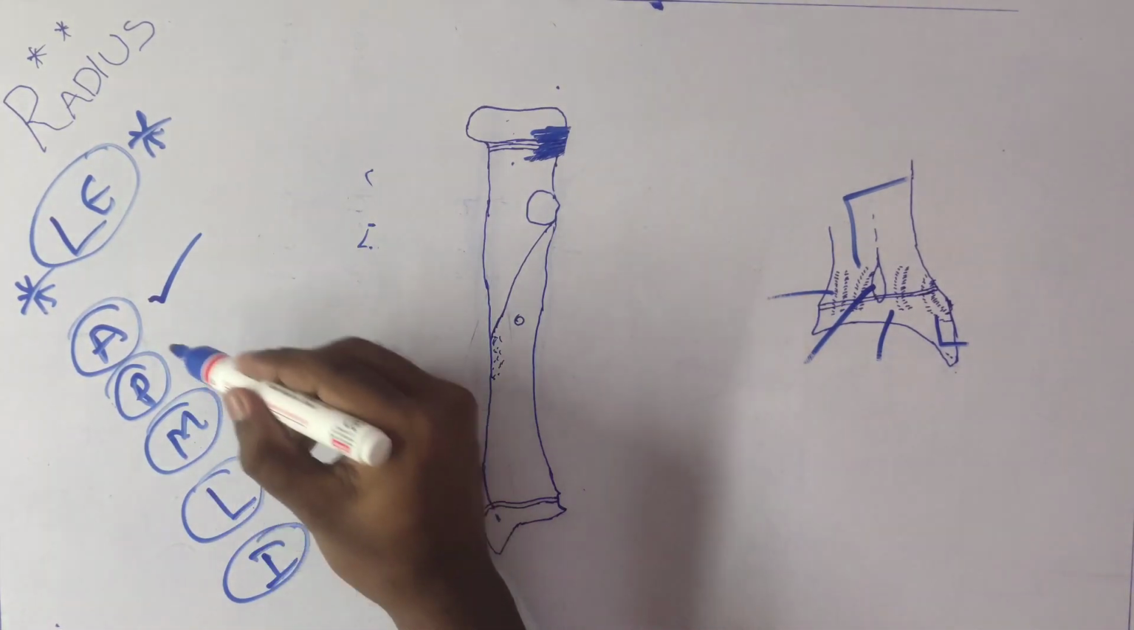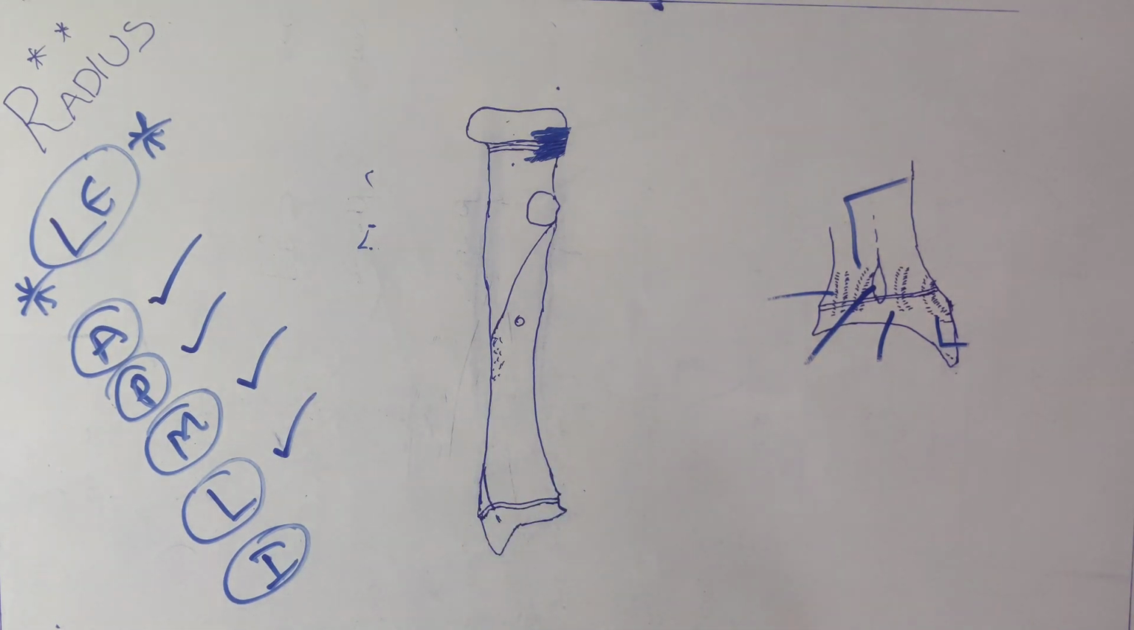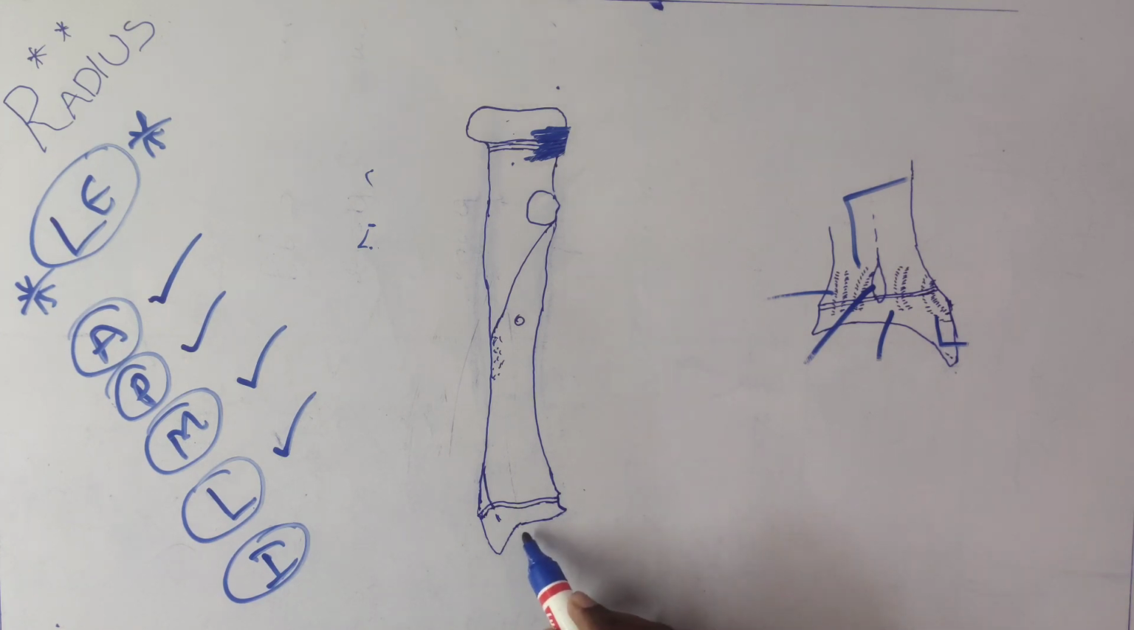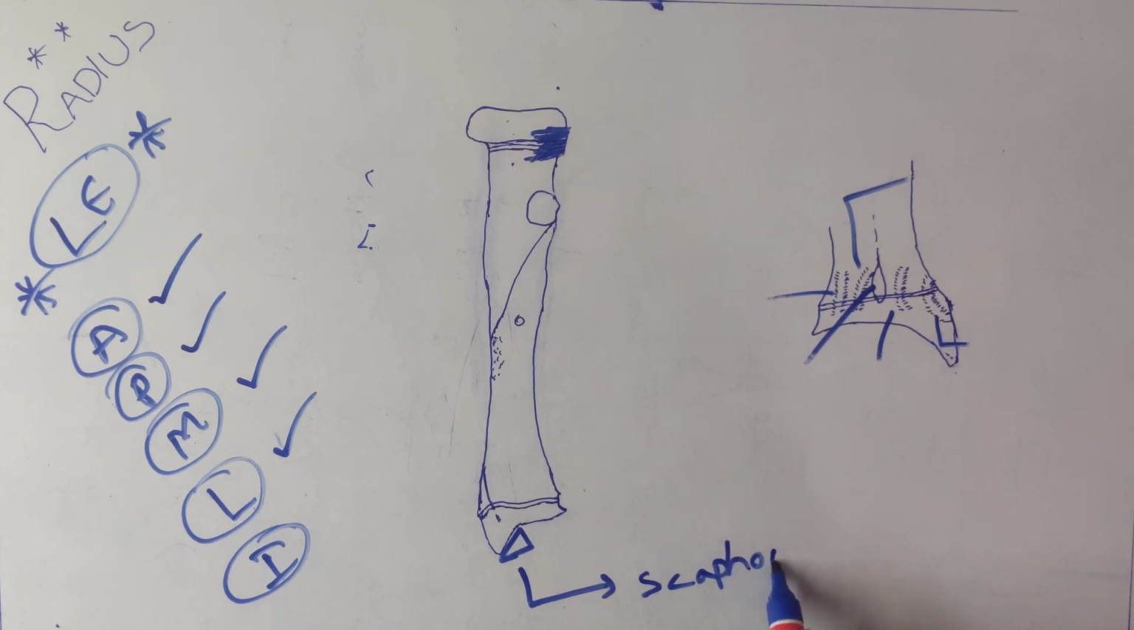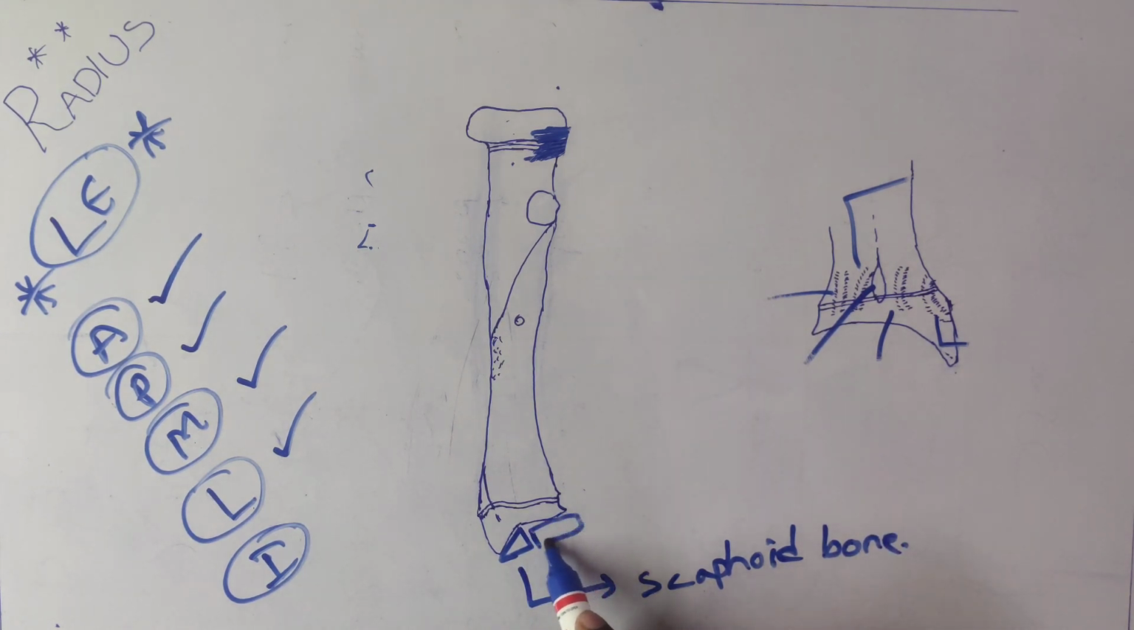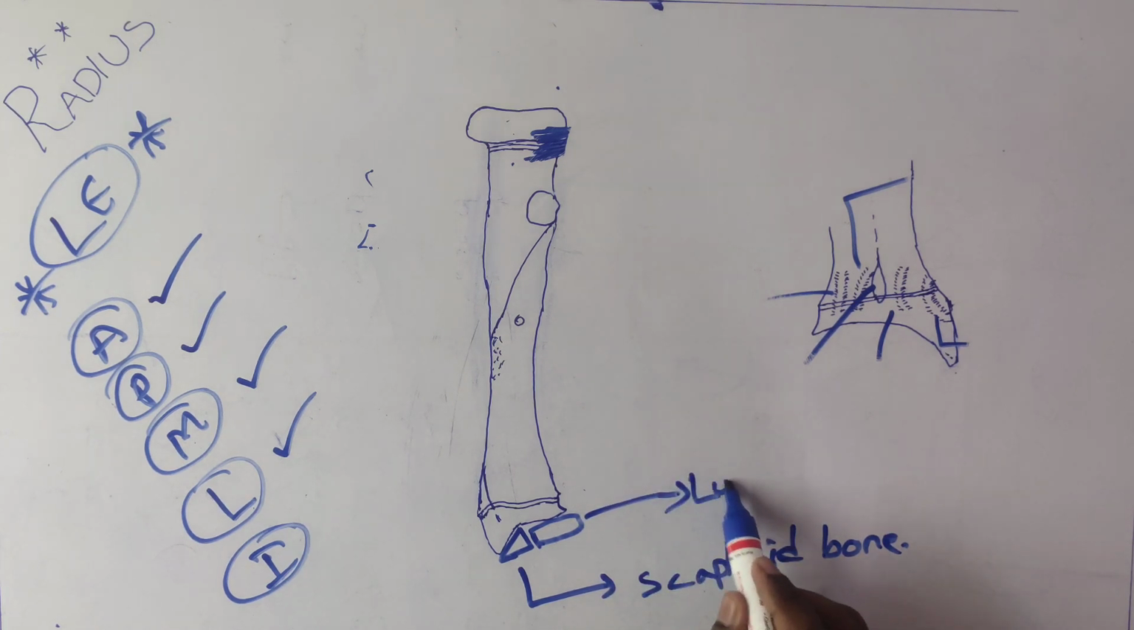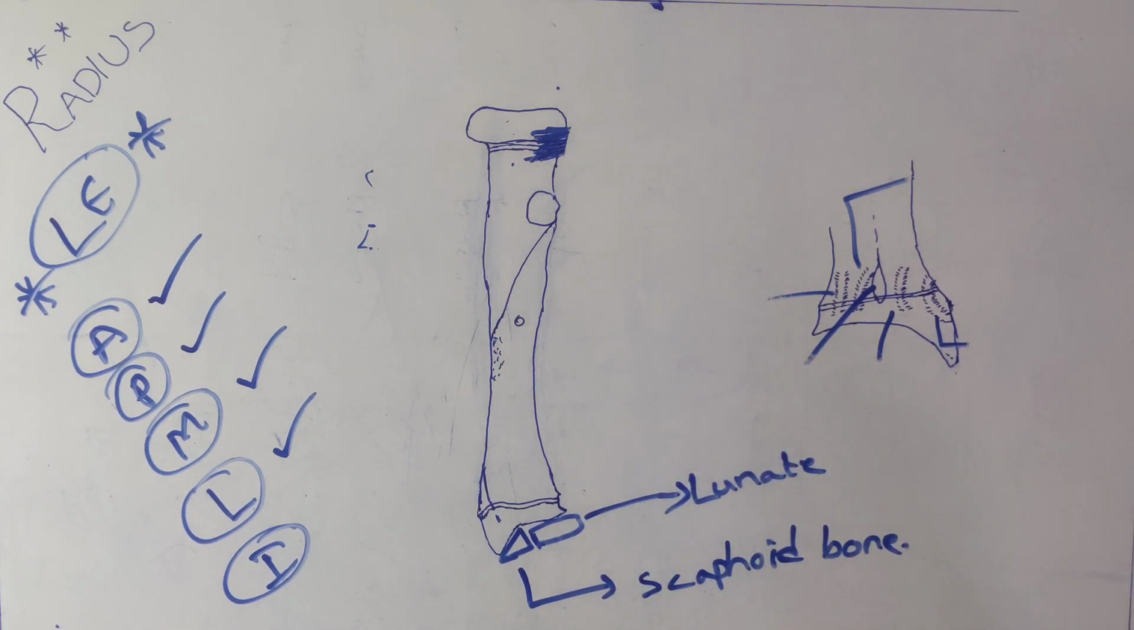We have completed the anterior, posterior, medial, and lateral surfaces. Now we are going to discuss the inferior surface of the lower end of the radius, which is very important. There is a triangular area which bears the scaphoid bone, and a quadrangular area where the lunate bone is placed.